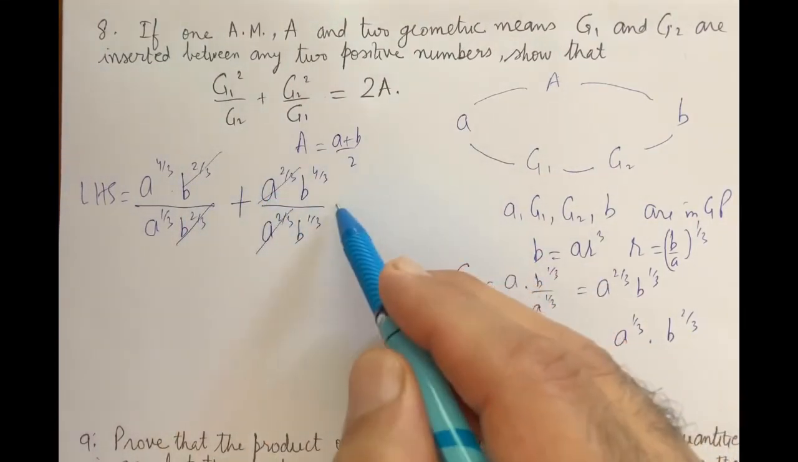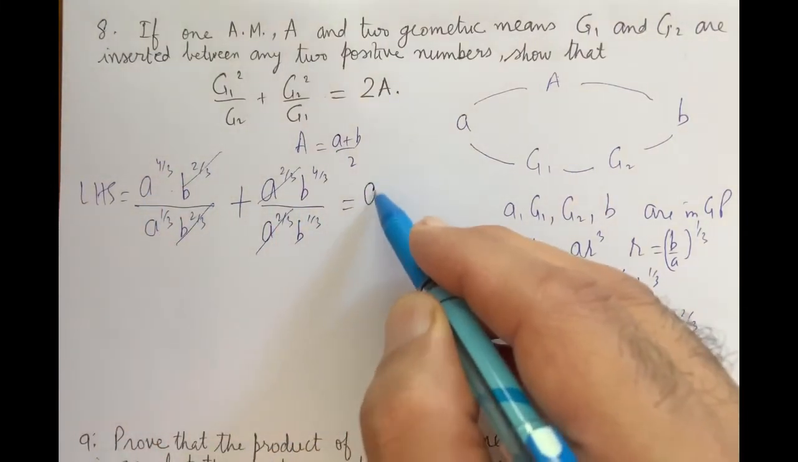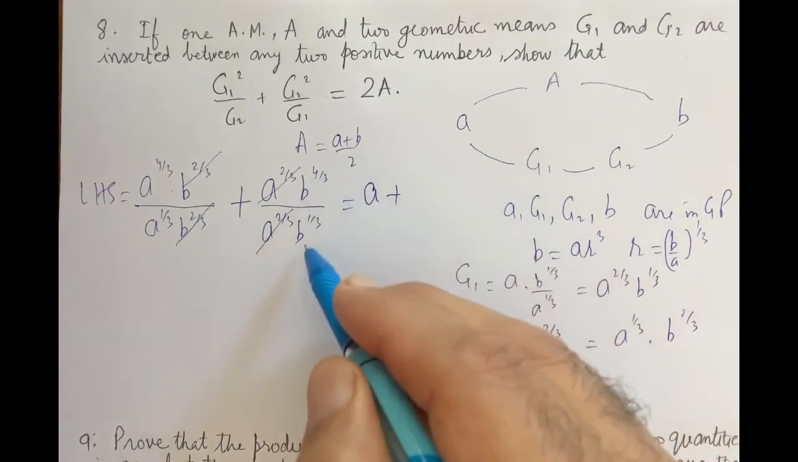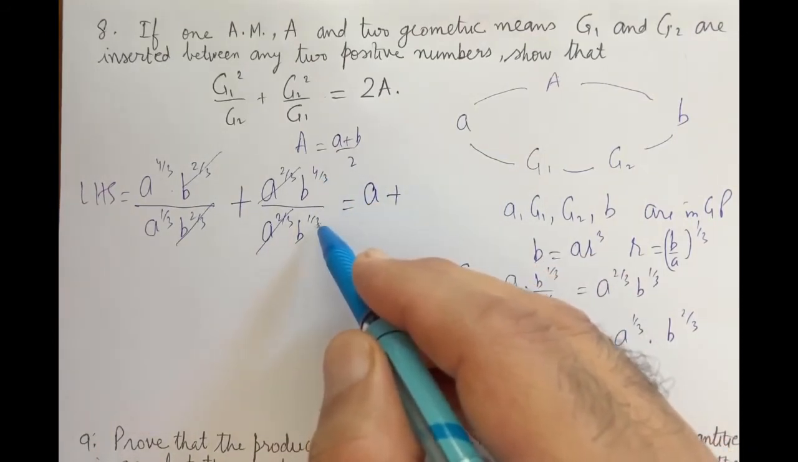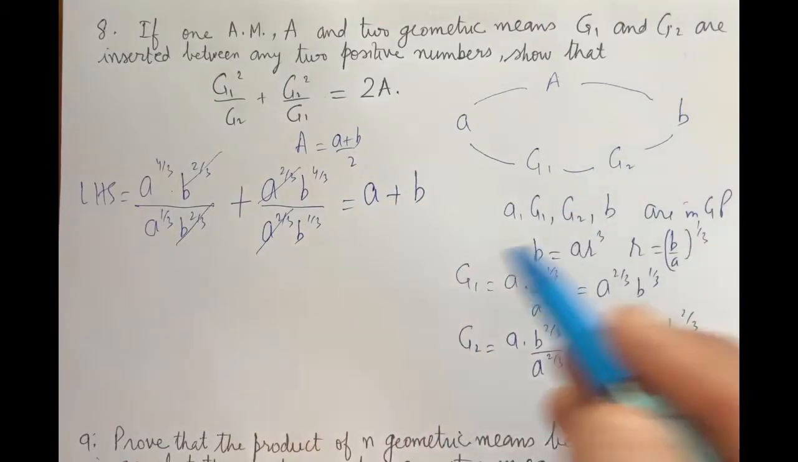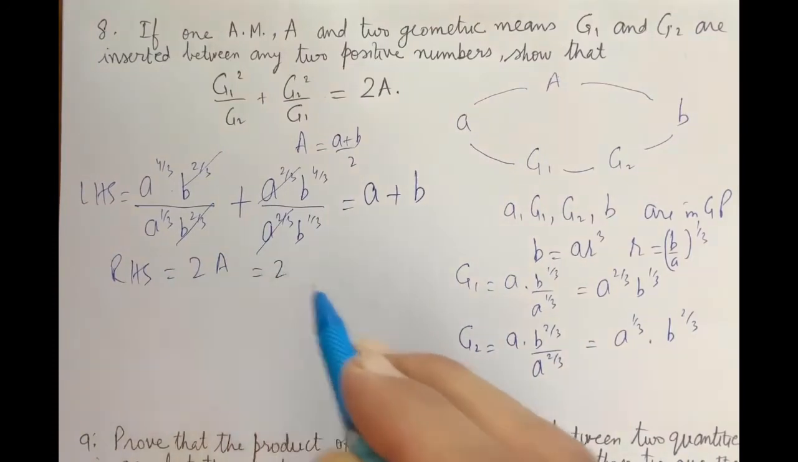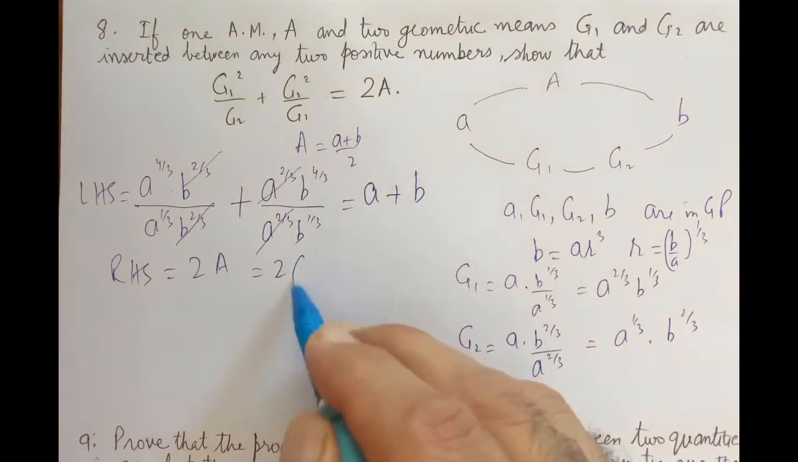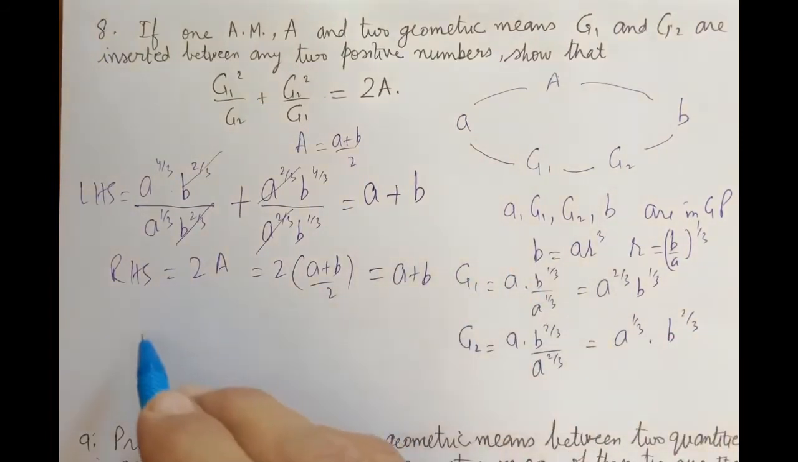This will cancel out. Now a raised per 4 by 3 upon a raised per 1 by 3 is a, and b raised per 4 by 3 upon b raised per 1 by 3, this will be 4 by 3 minus 1 by 3, that is 1. So this is b. What about the right hand side? It's 2 times a. It's 2 times a is a plus b by 2. So this is also a plus b. This proves.